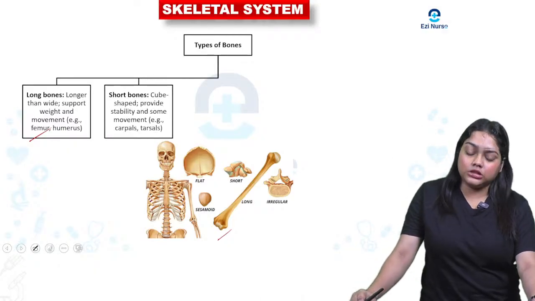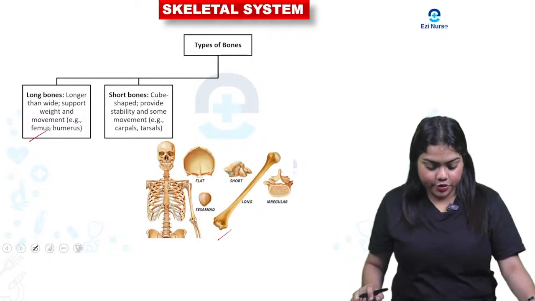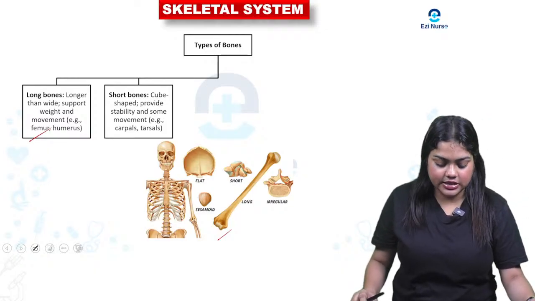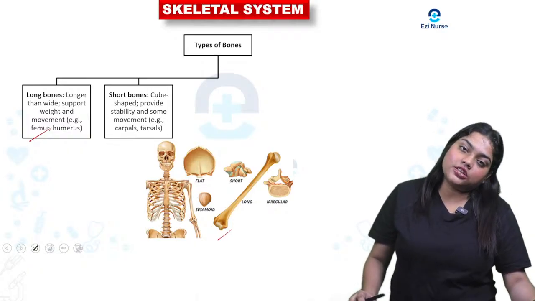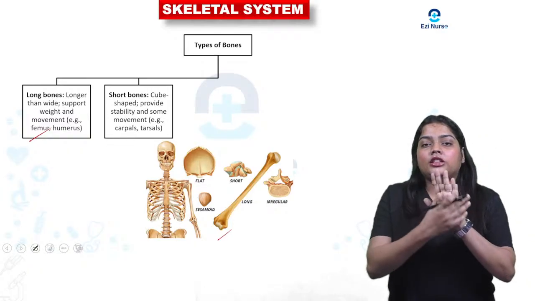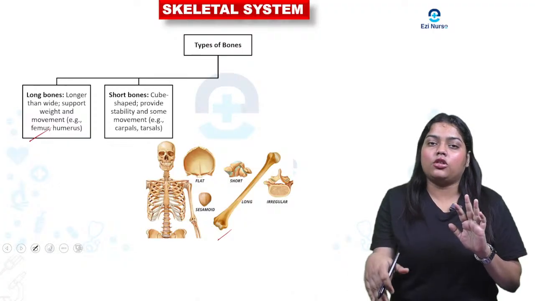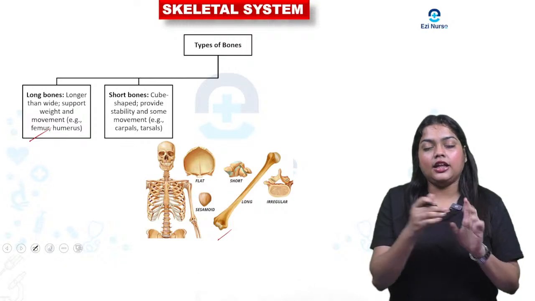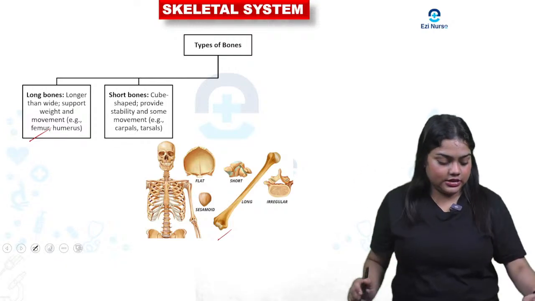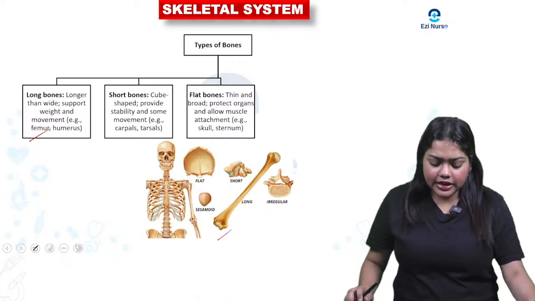Short bones are mainly cube shaped, which provide stability in some movements, such as carpals and tarsals. Carpals and tarsals are found in the palms of the hands and in the soles of the feet. In the palms we can find carpals and in the feet we can find tarsals. Next is flat bones.